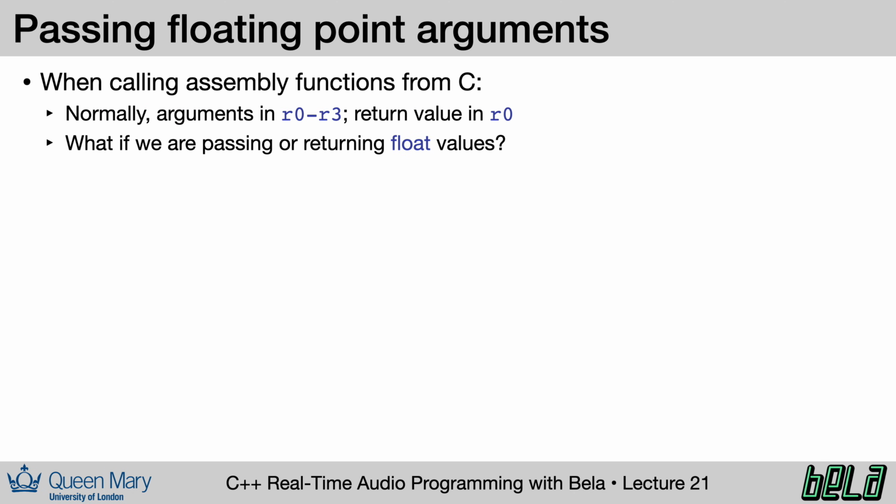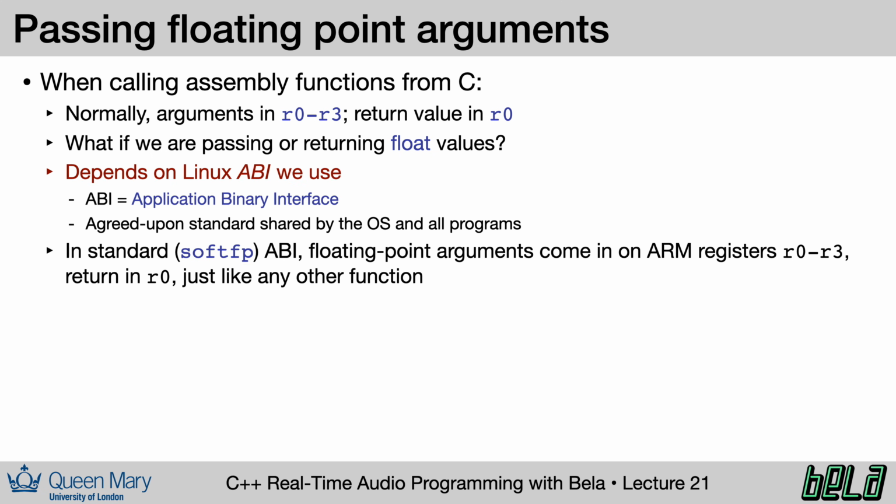To use the VFP, we need to understand how to get data into and out of its registers. Remember that when we called assembly language functions from C, we passed the arguments in registers R0 through R3, and the return value came back in R0. But what do we do if our arguments are not ints but floats? This turns out to be a more subtle question than you might expect, because it depends on a property of the operating system known as the ABI, or Application Binary Interface. This is basically an agreed-upon standard for programs to call different functions. It needs to be shared across the entire OS, all the libraries, and all the programs.